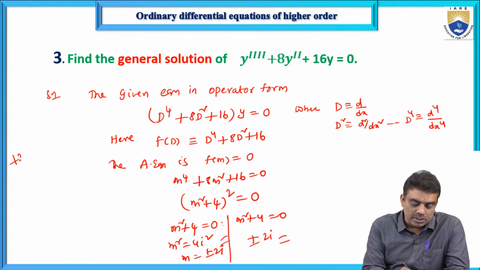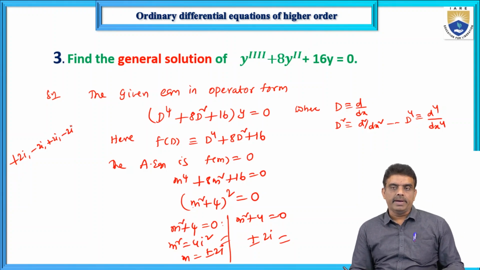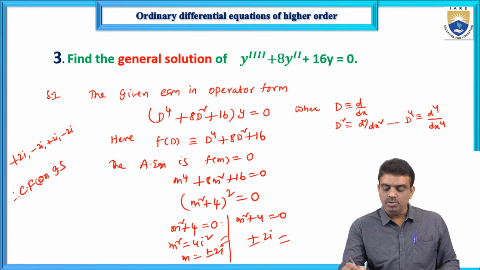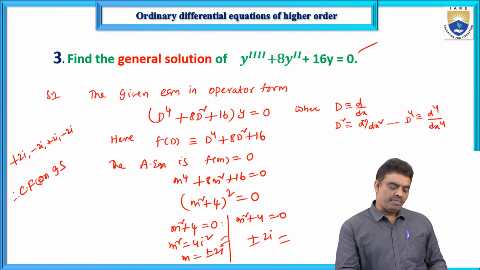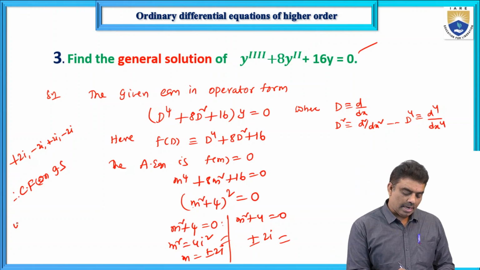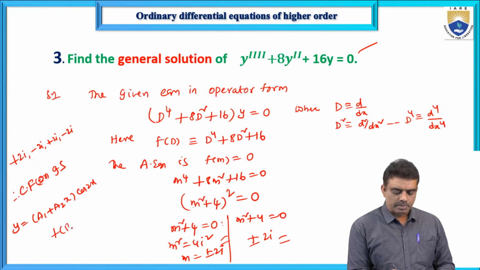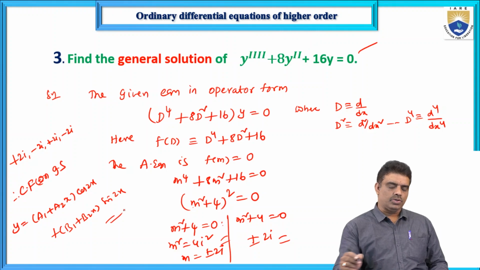So 2i plus 2i minus 2i plus 2i minus 2i. That means plus 2i repeated twice and minus 2i also repeated twice. Therefore, the complementary function or the general solution, because there is no term on the right hand side, there is no particular integral in this case, and the complementary function will become a general solution, and y is equal to (a1 plus a2x) into cos 2x plus (b1 plus b2x) into sin 2x. That is the required solution.